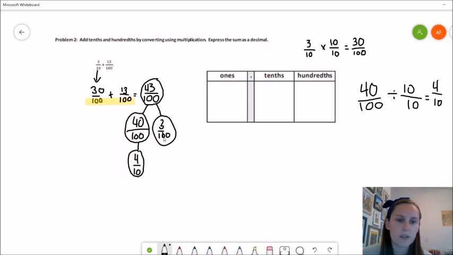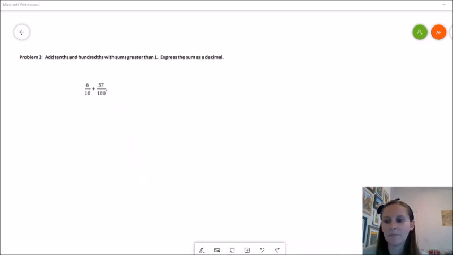I have 3 hundredths, so 40 hundredths and 3 hundredths. That 40 hundredths is equal to 4 tenths, which means that I will have 4 units in my tenths place, and then I have 3 hundredths. So 43 hundredths is 4 tenths and 3 hundredths, and the way that I would write this as a decimal is 0.43, with 4 units in the tenths place and 3 units in the hundredths place.